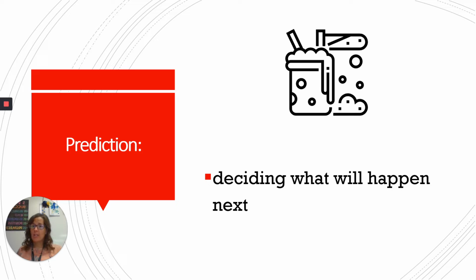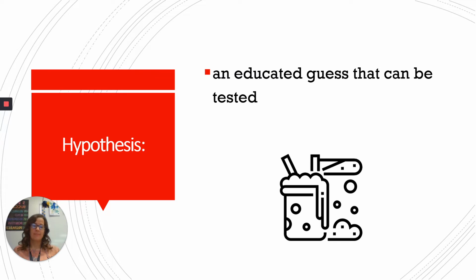The next step we're going to look at is prediction. And a prediction is deciding what will happen next. The next step we're going to look at is hypothesis, which is one of my favorite words to say, hypothesis. And a hypothesis is an educated guess that can be tested.